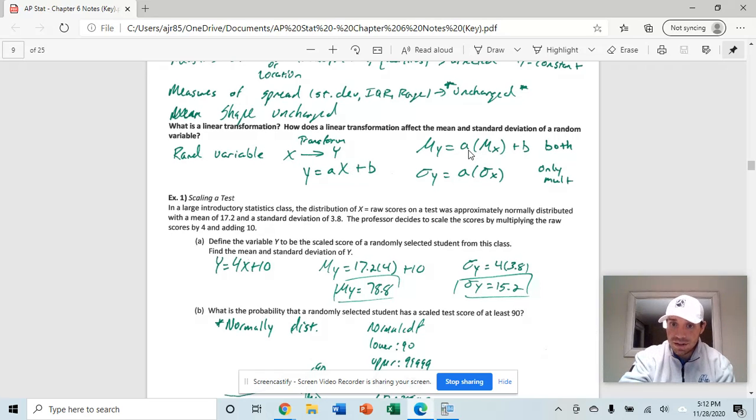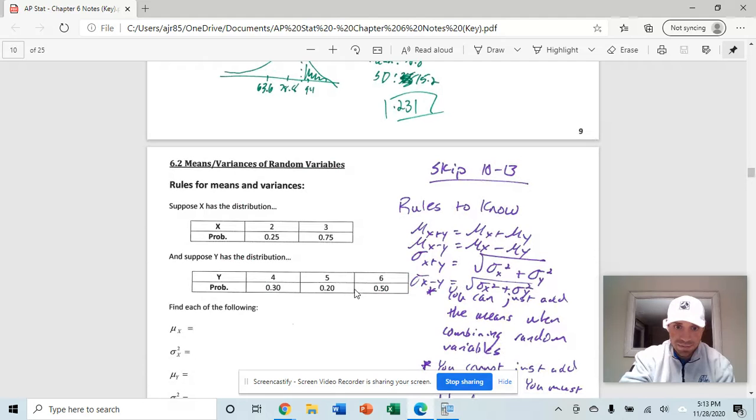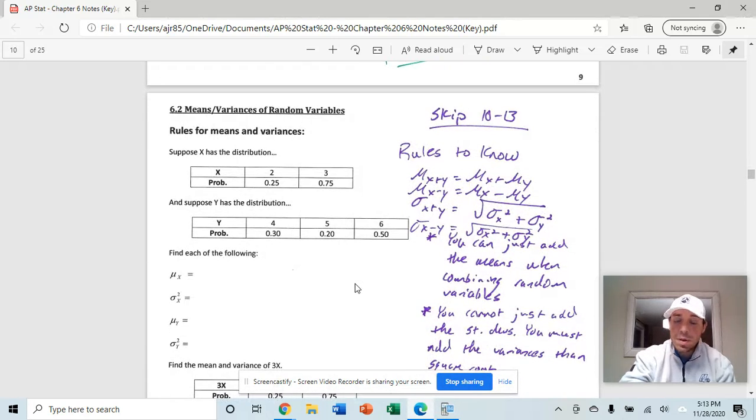Notice that the mean is affected by both the multiplication and the addition, but the standard deviation is only affected by the multiplication. And we'll go through this example in class. There's a bunch of pages in here that we're going to skip, but there are some really important rules to know that happen during these pages, but we don't need to go through all these examples.